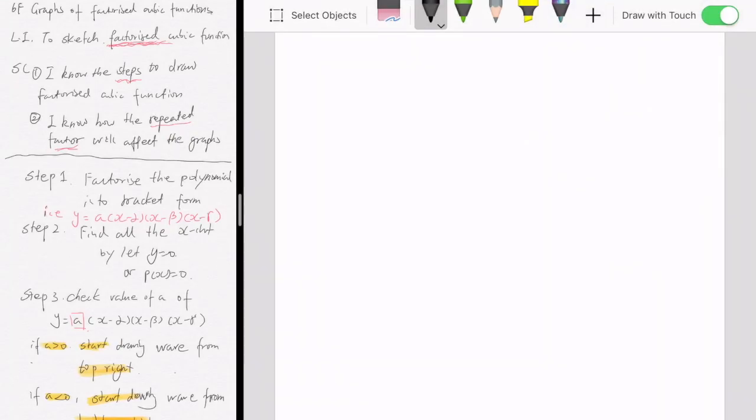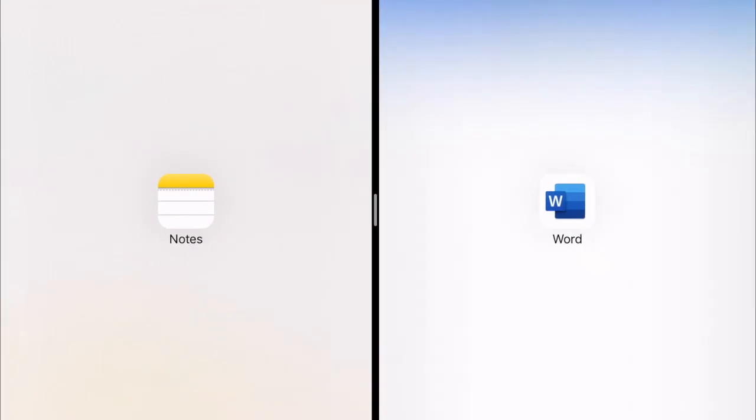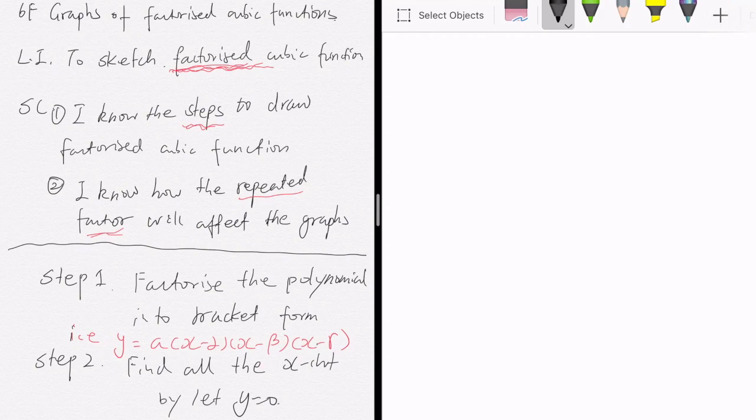Hello everyone, welcome to Mathematics Method Unit 1. This video will focus on 6F, the graphs of the factorized cubic function, okay? So the learning intention of this video is to sketch factorized cubic functions, okay?